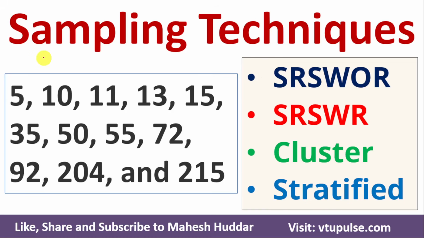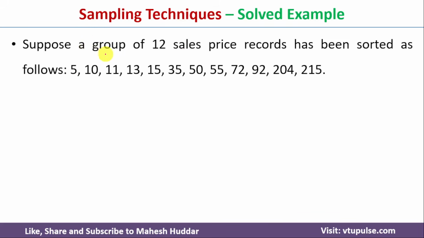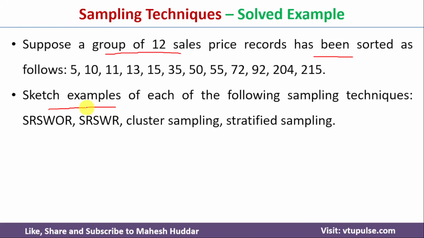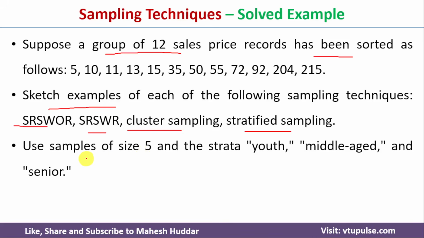Welcome back. In this video, I will discuss different sampling techniques like SRSWOR, SRSWR, cluster and stratified techniques used in statistics and machine learning with a solved example. Suppose a group of 12 sales price records has been sorted as 5 to 215. Here our task is to sketch an example for 4 different samplings: SRSWOR, SRSWR, cluster sampling and stratified sampling, using a sample size of 5 and the strata as youth, middle-aged and senior.